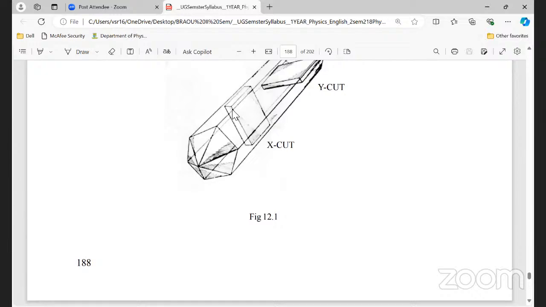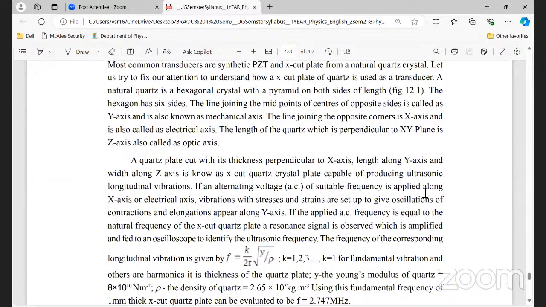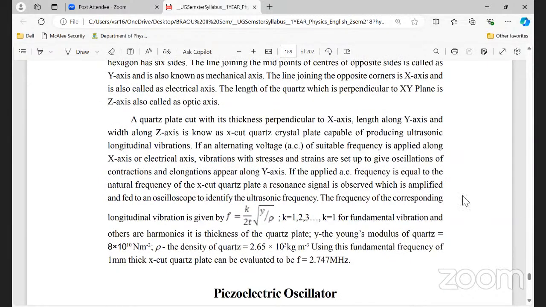The line joining opposite corners is the x-axis, which is nothing but the electrical axis. So the length of the quartz crystal, which is perpendicular to the XY plane, is also called the Z axis. This is the optic axis.